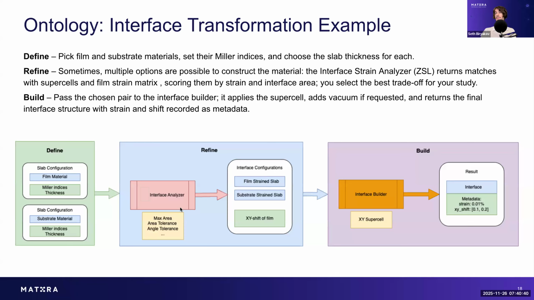And as a result, we would get multiple interface configurations that are ranked by size of the overall unit cell and by strain. And depending on your needs, you might select the most optimal structure for your use case, and then apply interface builder to the interface configuration that you selected. And as a result, you get the final interface with all the metadata and the process stored.